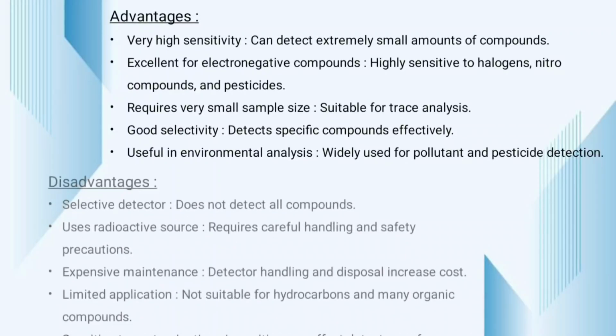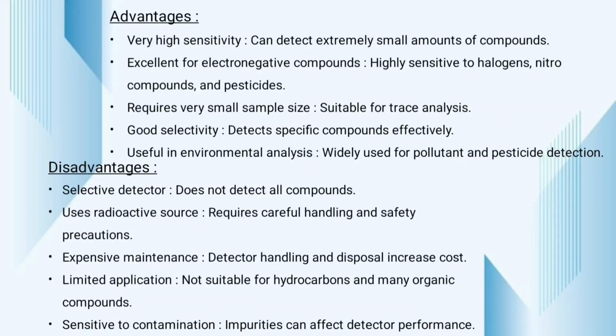Advantages and disadvantages of electron capture detector. It is very highly sensitive. It can detect extremely small amounts of compounds, highly sensitive to halogens and nitro compounds, suitable for trace analysis, widely used in pollutant and pesticide detection.